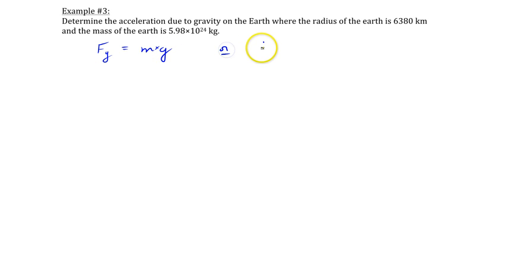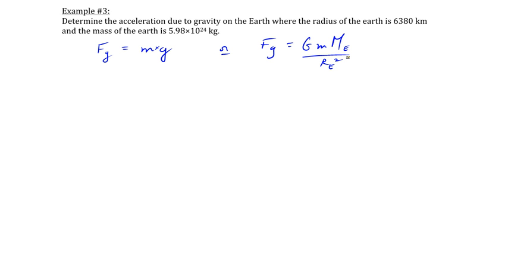Or alternatively, you could calculate the weight by using Newton's universal gravitational law, which is G, that's the universal gravitation constant, times the mass of the object, times the mass of the planet it's on, which would be the Earth, divided by the distance between that object and the center of the Earth. So that would be the radius of the Earth, in this case, squared.